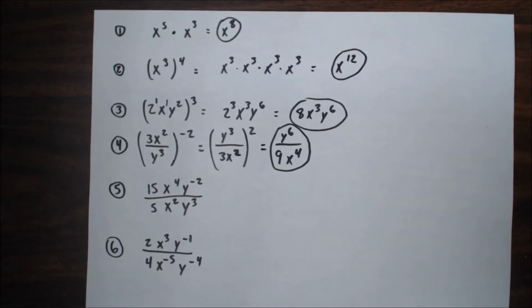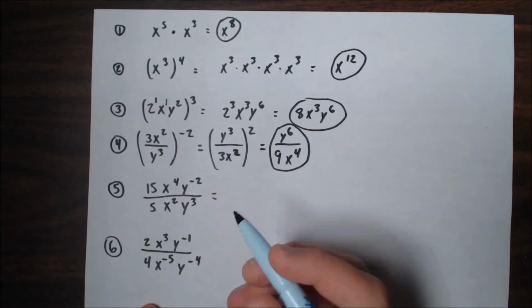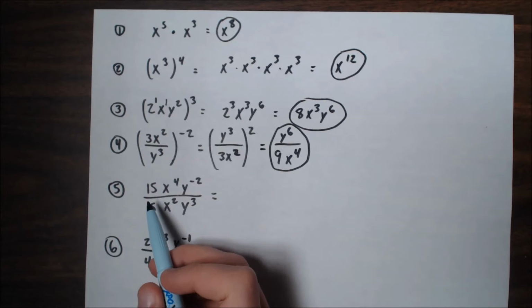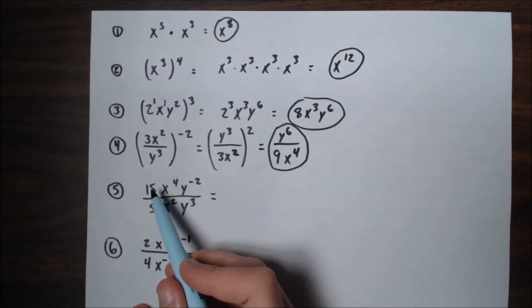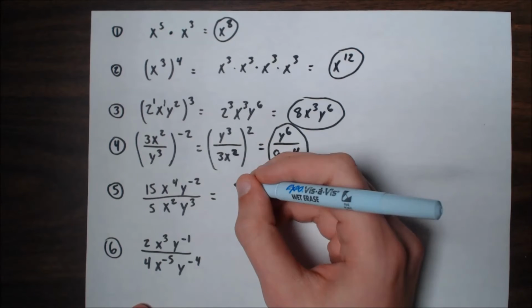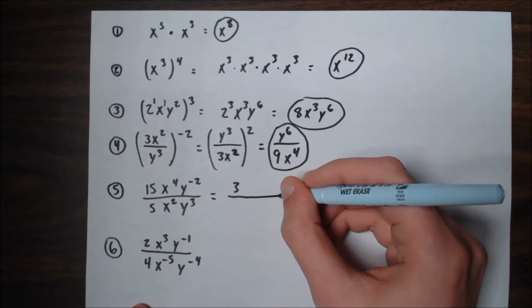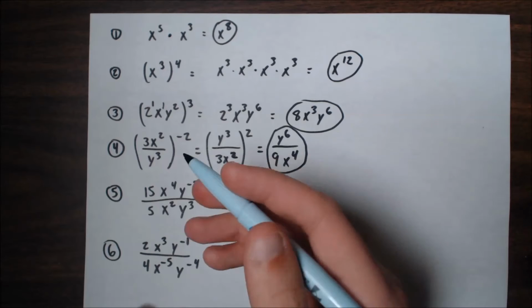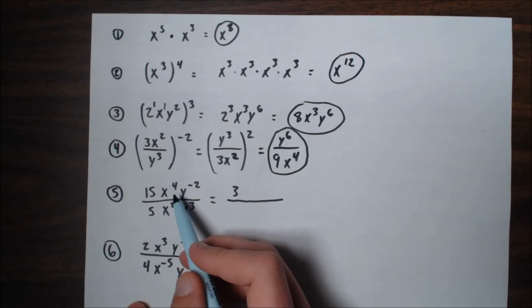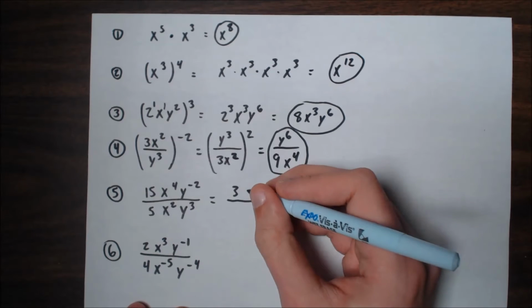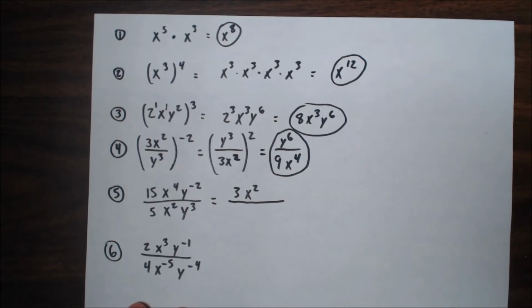So I'll kind of talk about both ways. If you talk about subtraction, here's what you would be doing. Well, first of all, 15 over 5, those are not like bases, okay? So 15 over 5, we can reduce that. We can do 15 divided by 5, that's 3, okay? So for the coefficients, you need to go ahead and just divide them out if you can. But when it comes to like bases, x to the fourth divided by x squared, we say we subtract. So 4 minus 2 is 2, okay?